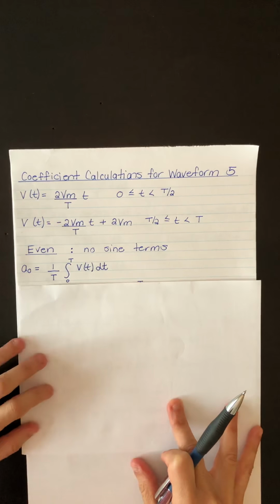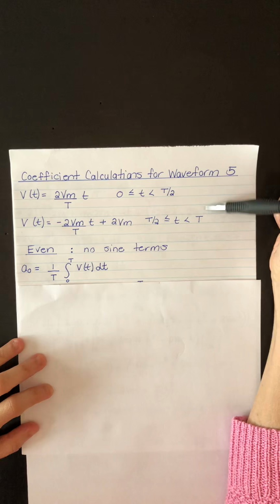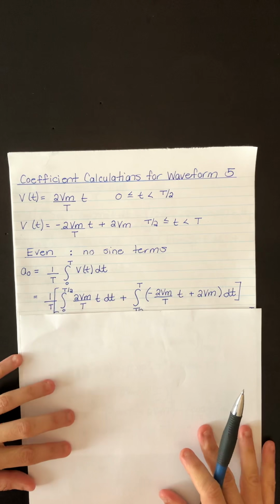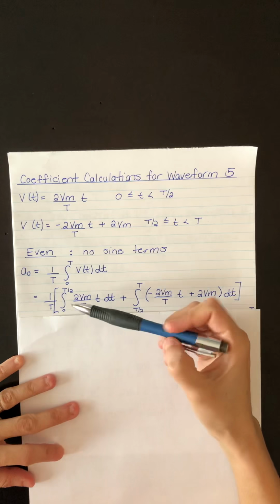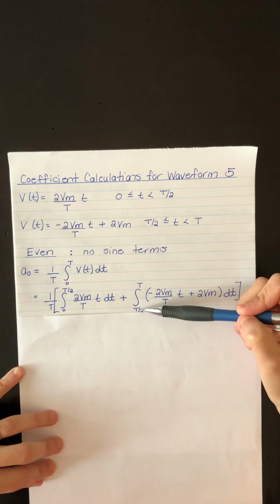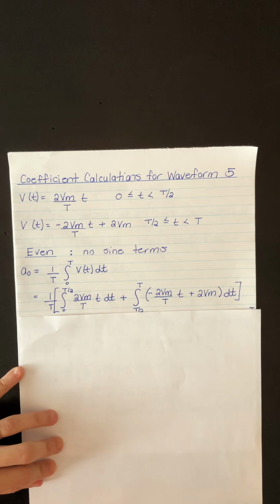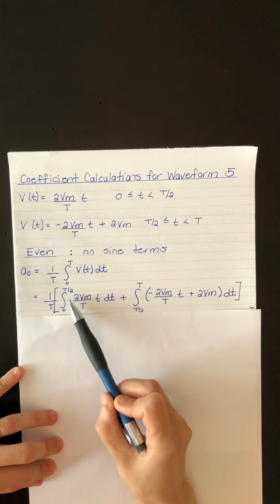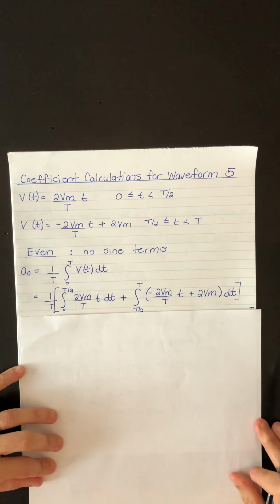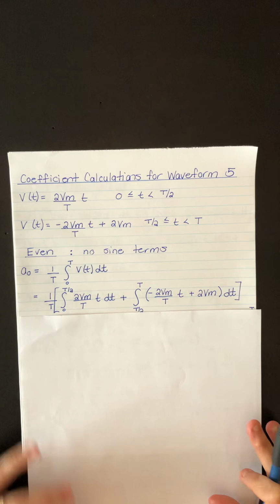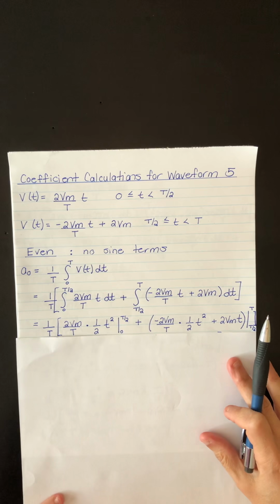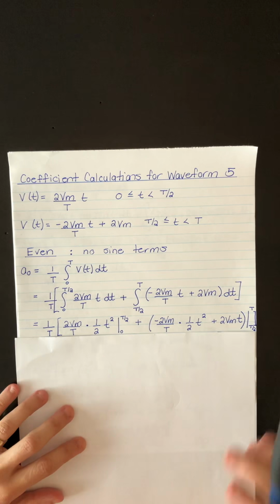Here's the formula. We're going to have to split the integral into 2. Notice the limits here are for the first half cycle, and the limits here are for the second half cycle. So we've got the first v at t, the second v at t substituted. In this step, I've gone ahead and integrated each term.